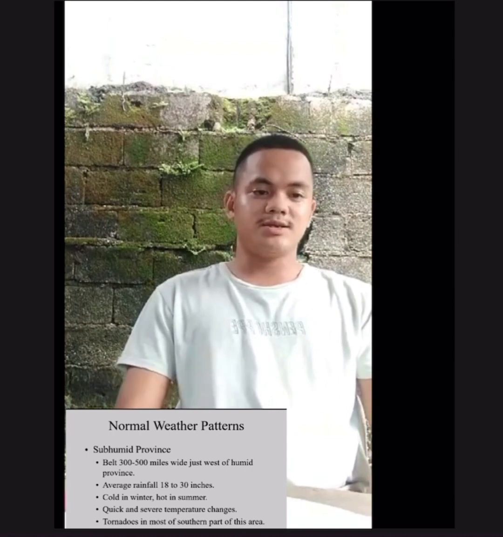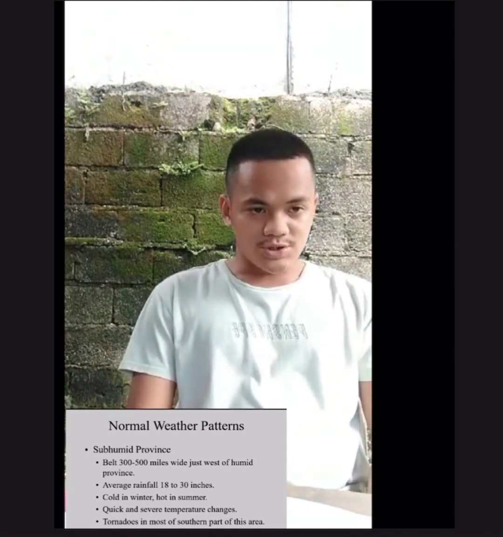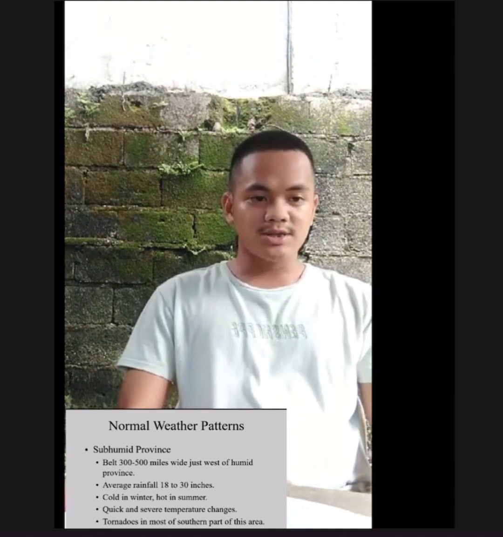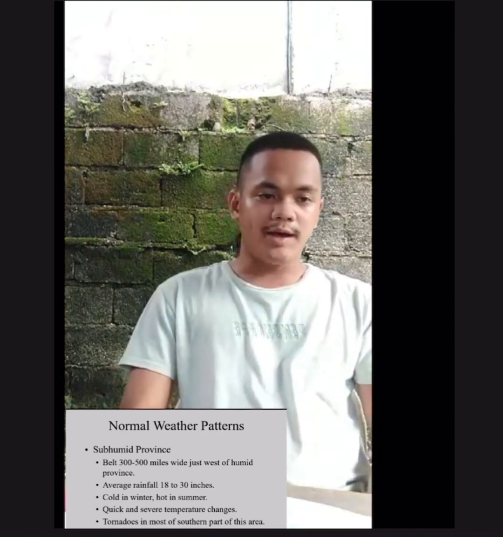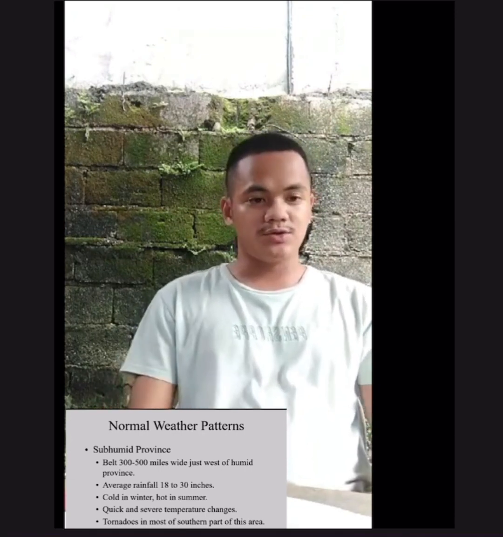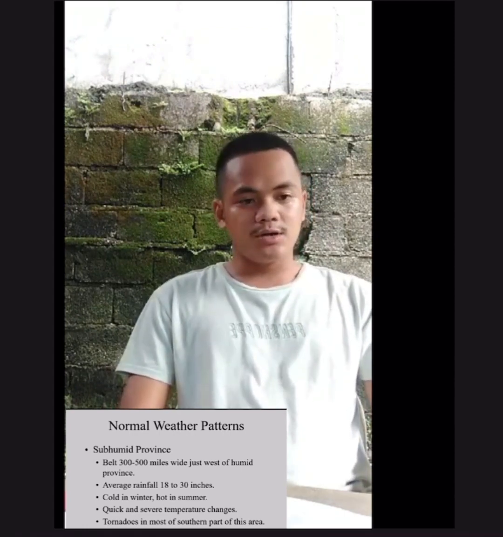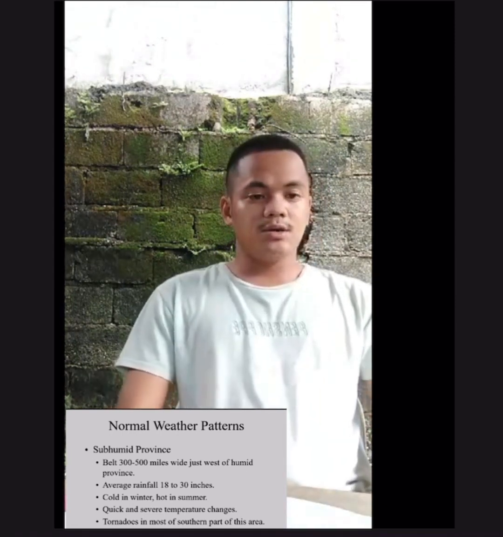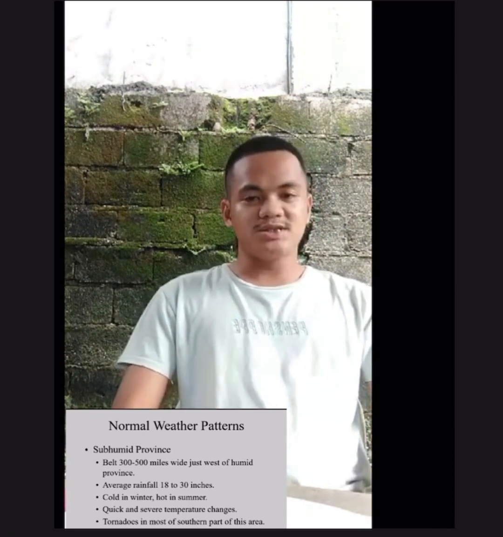And the second one is normal weather patterns. One, subhumid province, built 300 to 500 miles wide just west of humid province. Two, average rainfall 18 to 30 inches. Three, cold in winter, hot in summer. Four, quick and severe temperature change. And five, tornadoes, mostly in the southern part of this area.